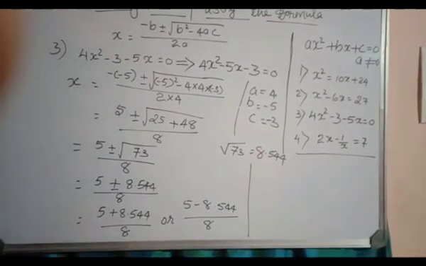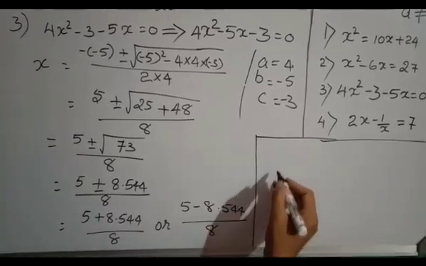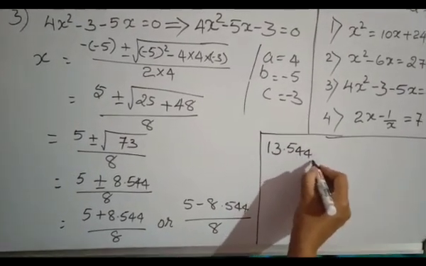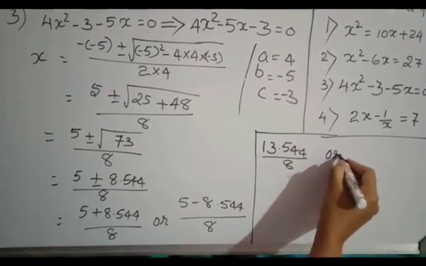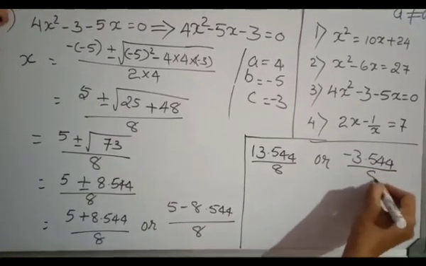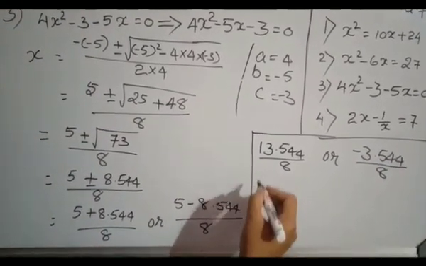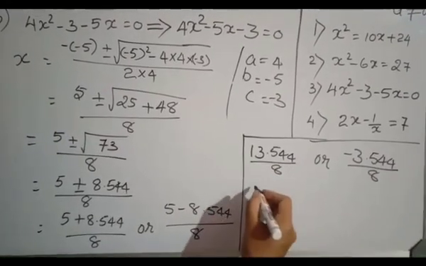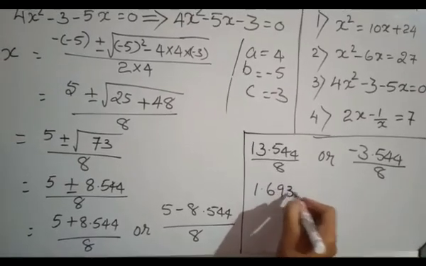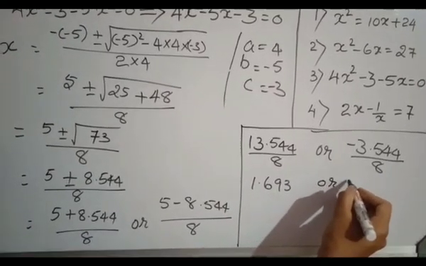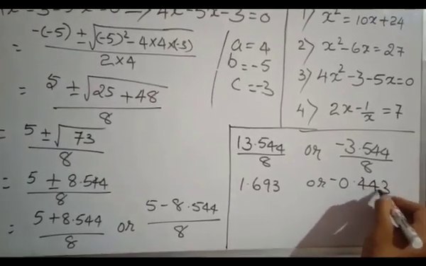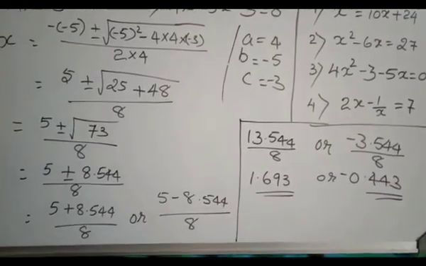When you are adding these two, you will get 13.544 divided by 8 or minus 3.544 divided by 8. When you are dividing this, you will get 1.693 or minus 0.443. These are the two values you are getting here.